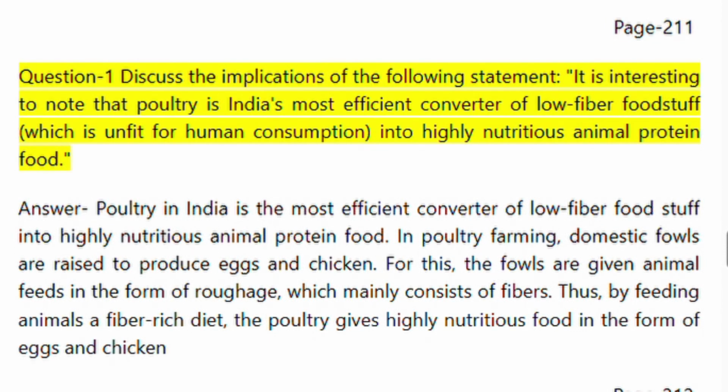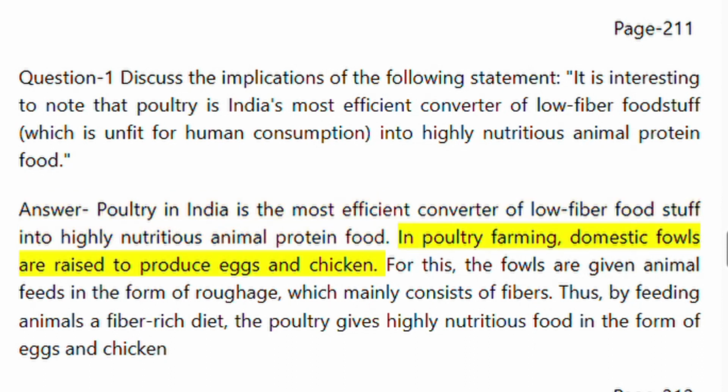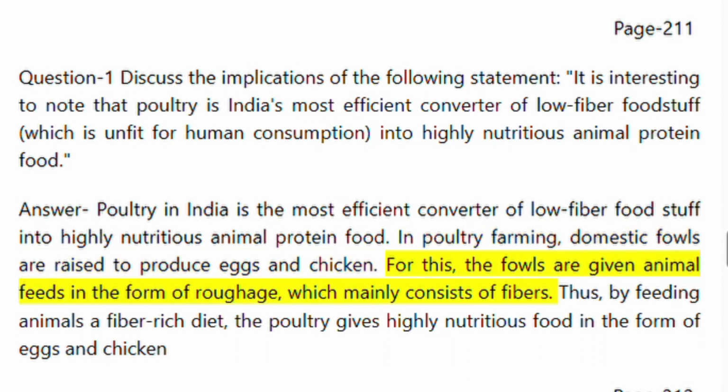Question 1. Discuss the implications of the following statement. It is interesting to note that poultry is India's most efficient converter of low-fiber foodstuff, which is unfit for human consumption, into highly nutritious animal protein food. Answer. Poultry in India is the most efficient converter of low-fiber foodstuff into highly nutritious animal protein food. In poultry farming, domestic fowls are raised to produce eggs and chicken. For this, the fowls are given animal feeds in the form of roughage, which mainly consists of fibers.